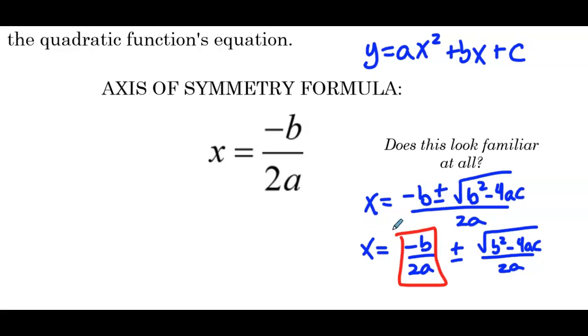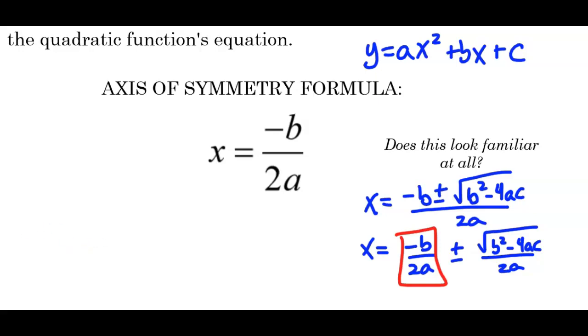Well, -b over 2a is the axis of symmetry, and then we have that plus or minus feature of the quadratic formula, and we're adding and subtracting the same value, whatever this value is. Well, think about that. If we're adding 5 and subtracting 5, we're going the same distance, one to the right, one to the left, of the axis of symmetry, of the middle of our graph. So that's why if we isolate the -b over 2a, that's going to define the axis of symmetry for us.